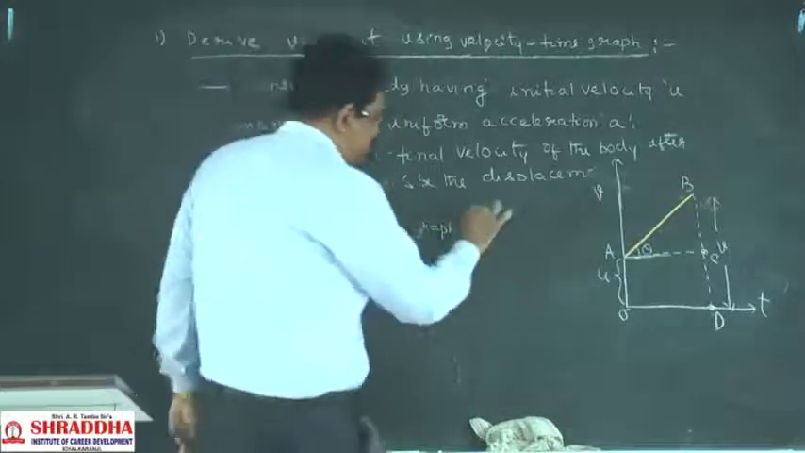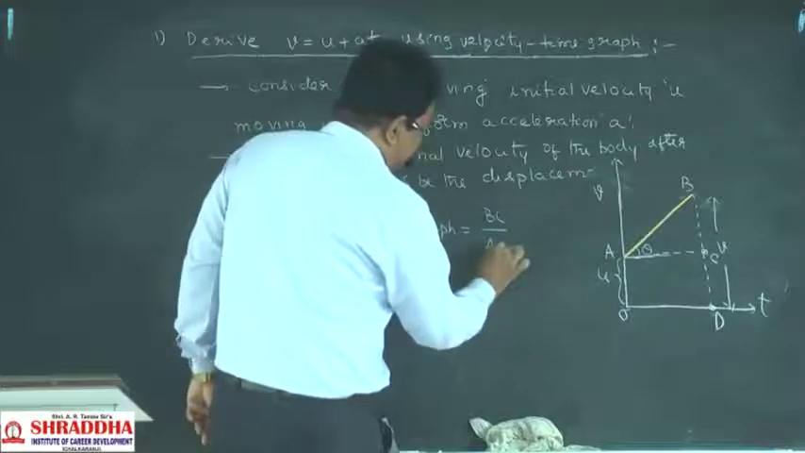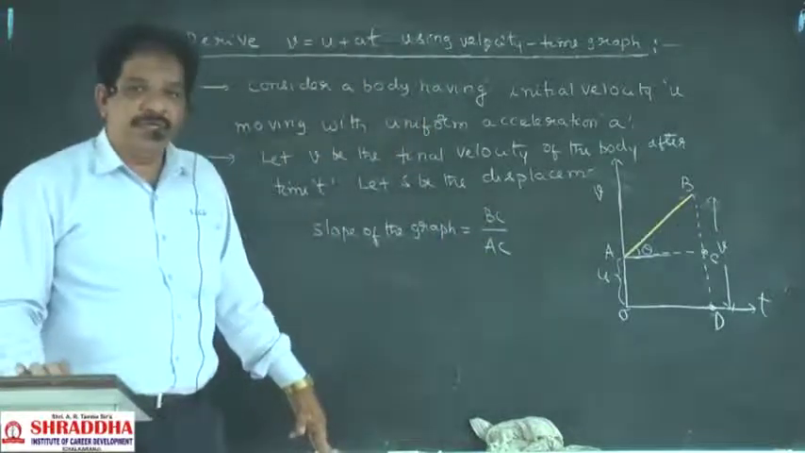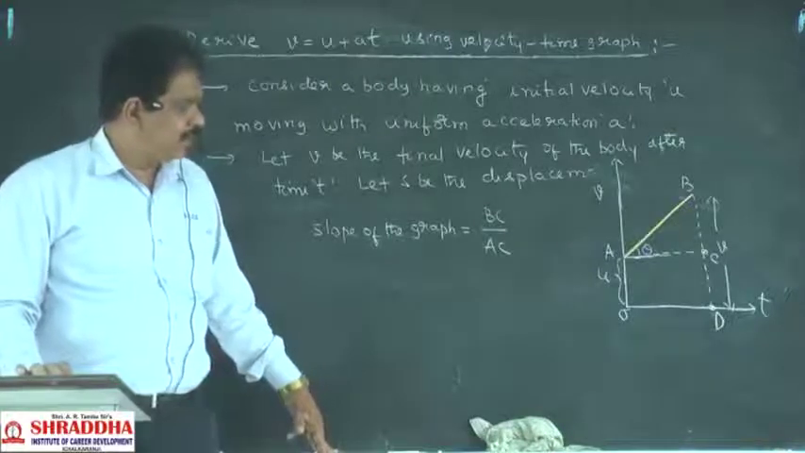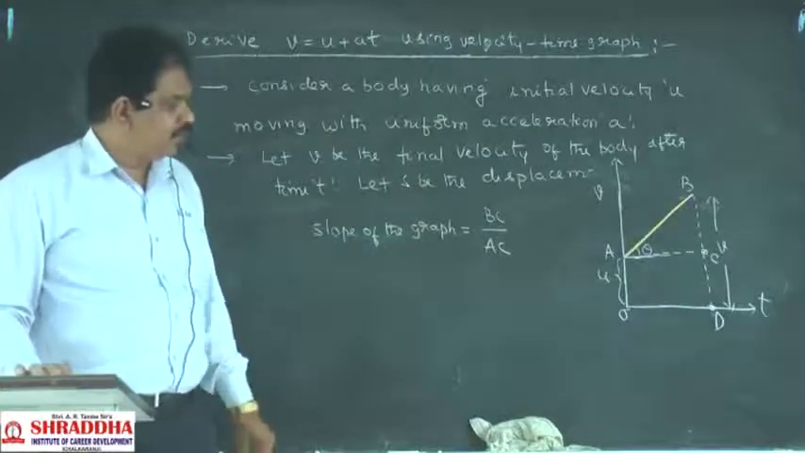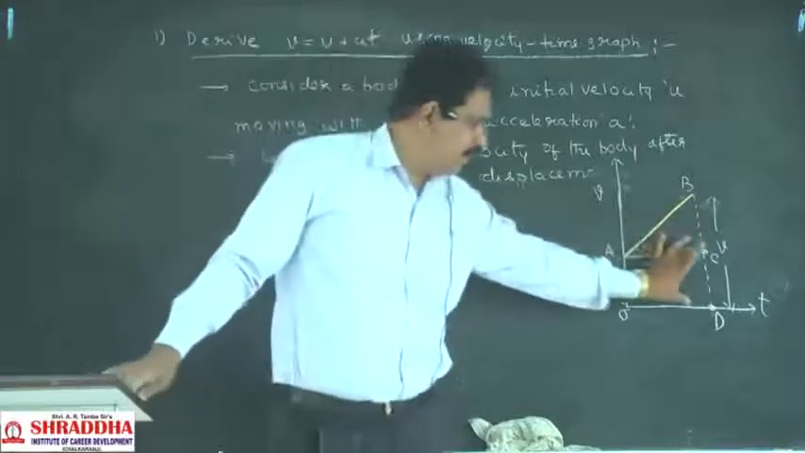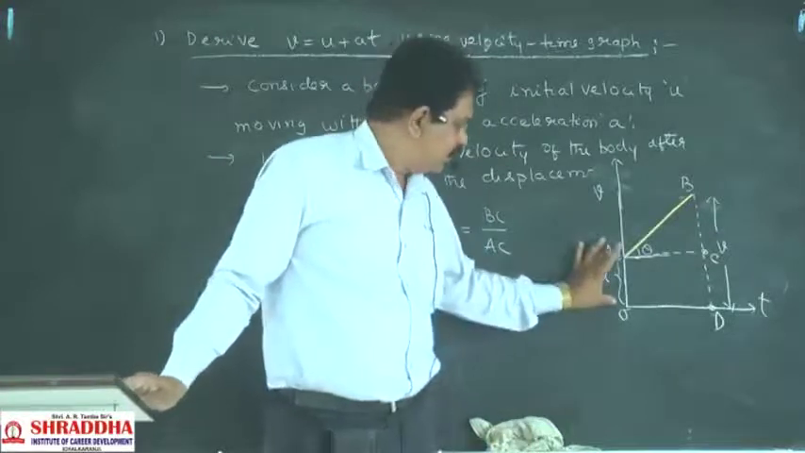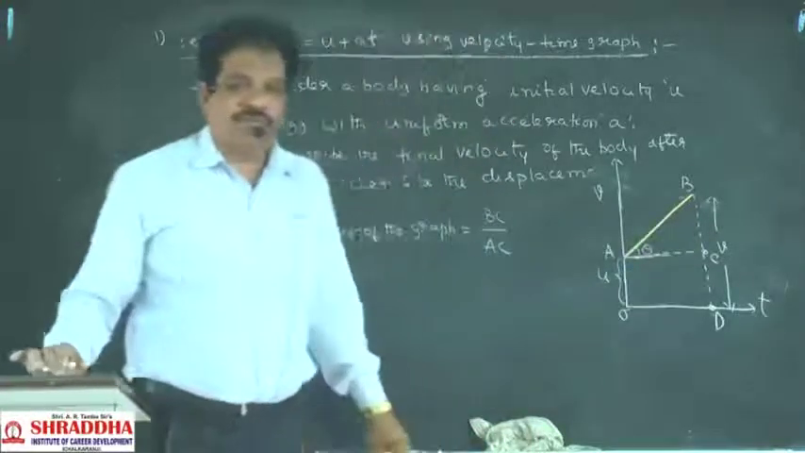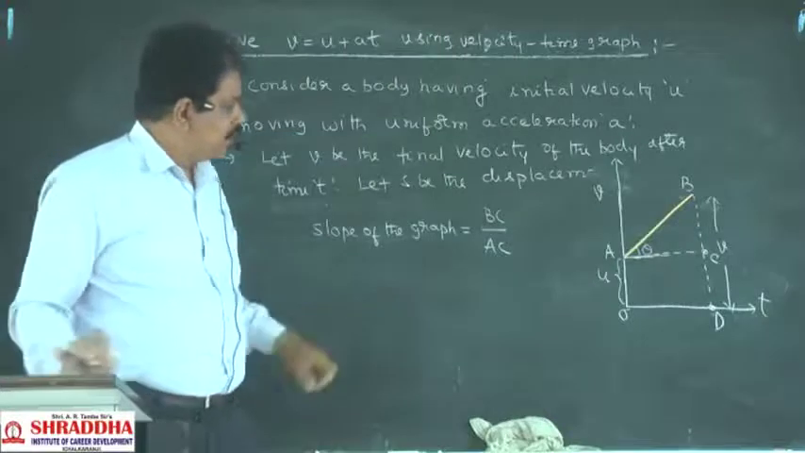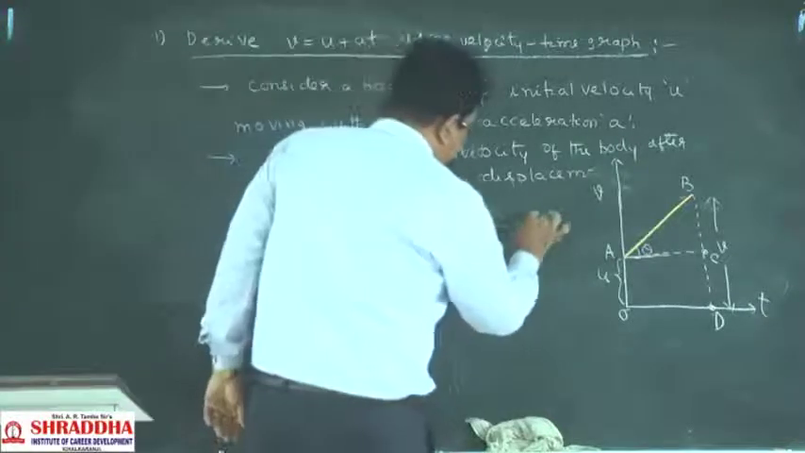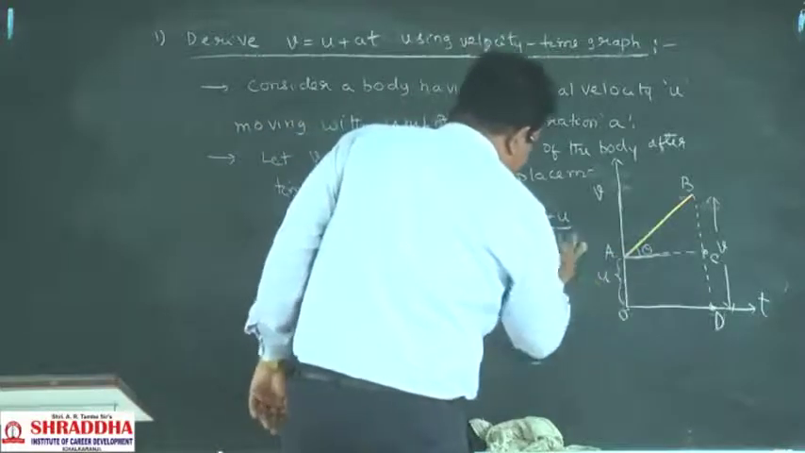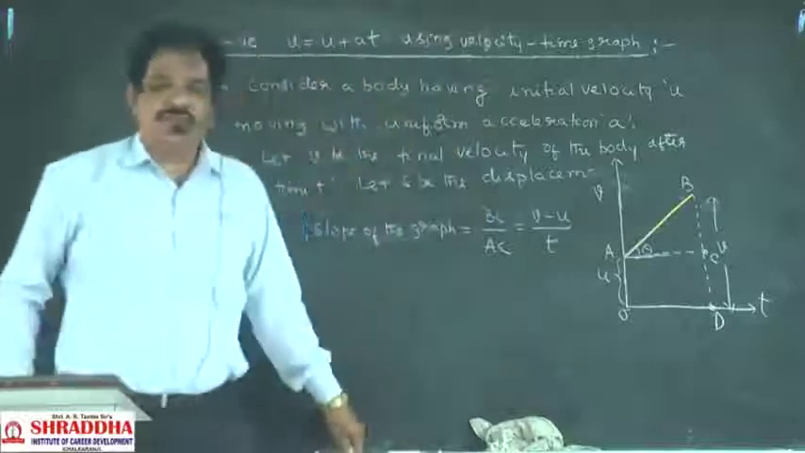Tan theta is equal to how much? BC by AC. We don't know the BC value, but we know the BD value will be V. OA value is equal to U. That's why this value is also equal to U. Then BC value will be V minus U. AC value is equal to OD, that value is equal to T.